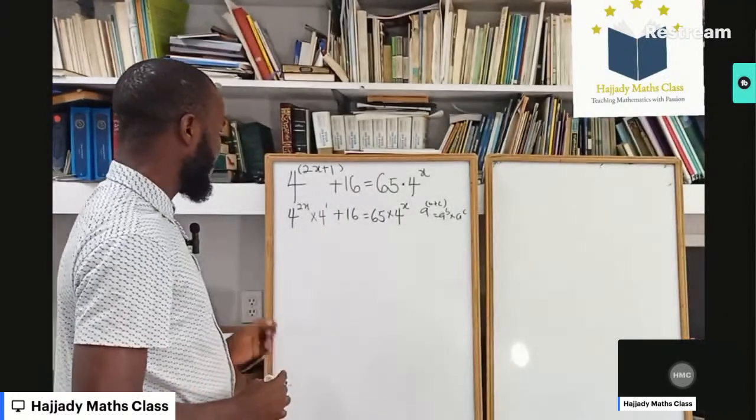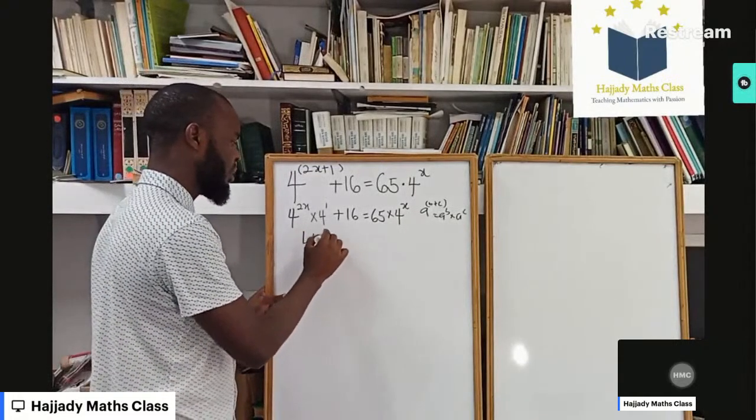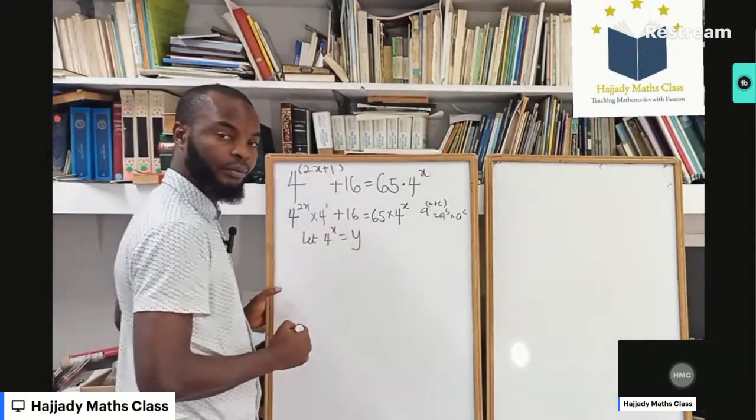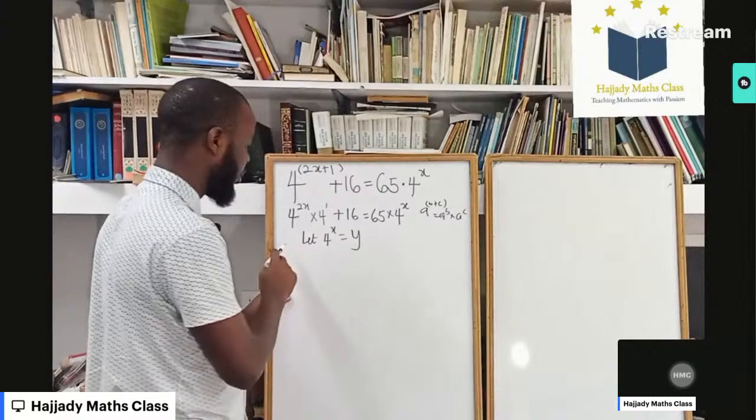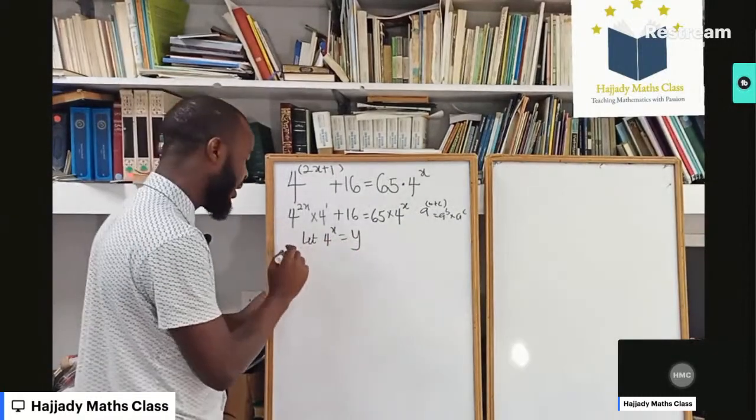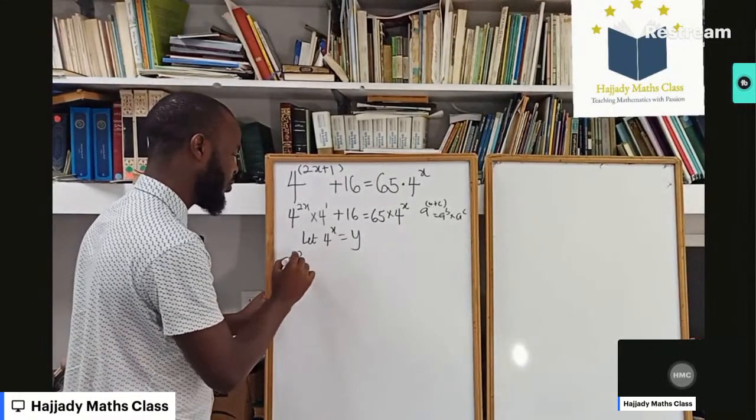So now, let 4 to the power of x be equal to y. Then, plugging in 4 to the power of x equals y into this equation here, I'm going to have y to the power of 2.